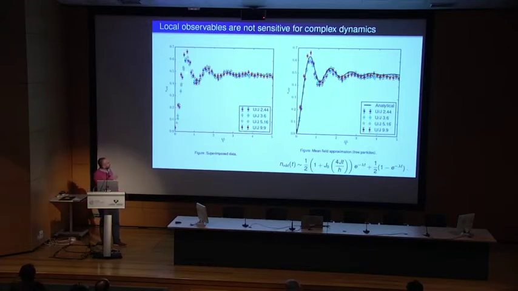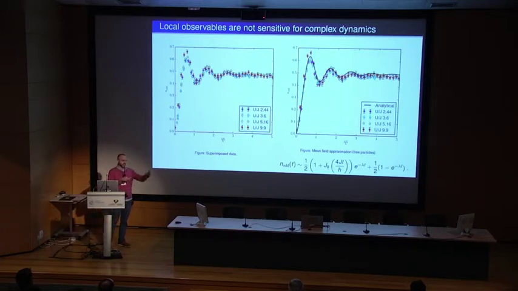But you can see that for this particular observable, because it's a local observable and it's not very sensitive to complex dynamics, the data sort of overlaps. There are differences, but it's hard to extract the fidelity from here, and especially at longer times. But we really would like to know how the fidelity is decaying as a function of time.